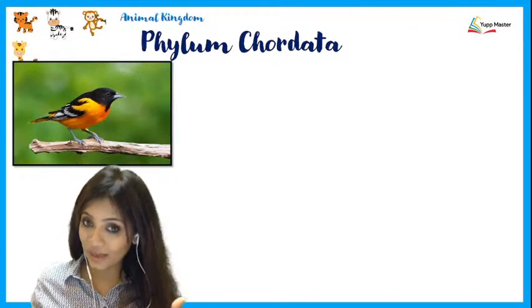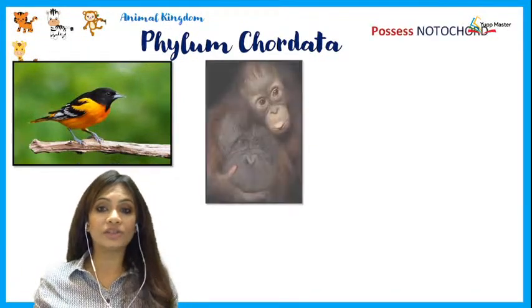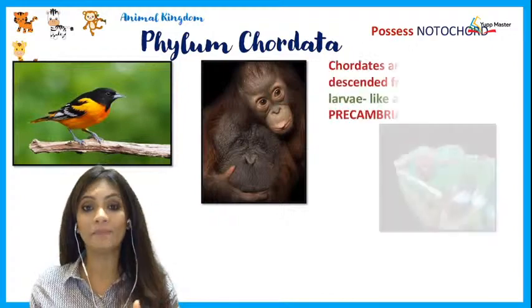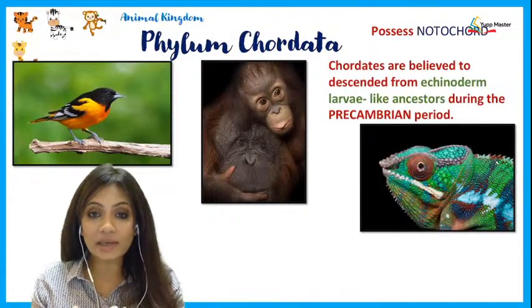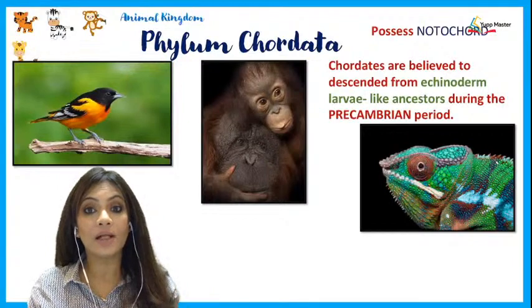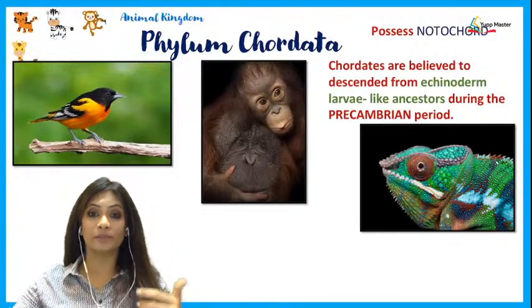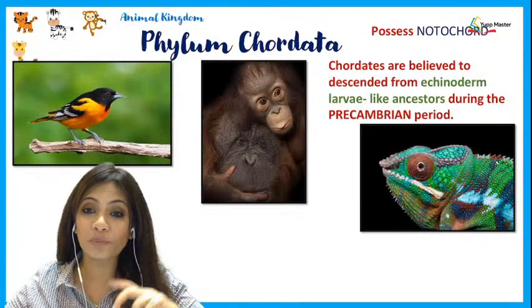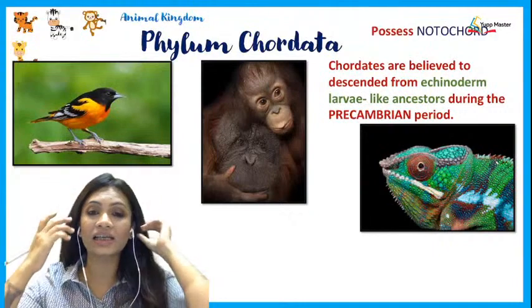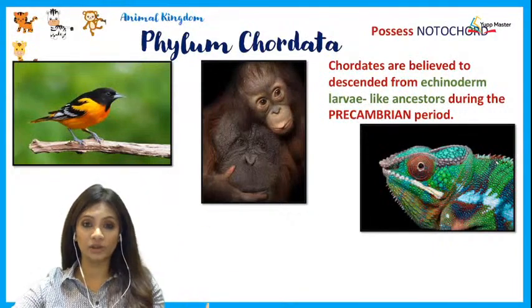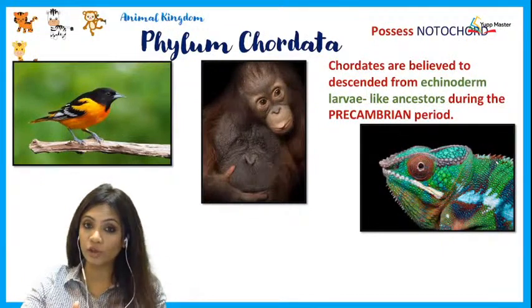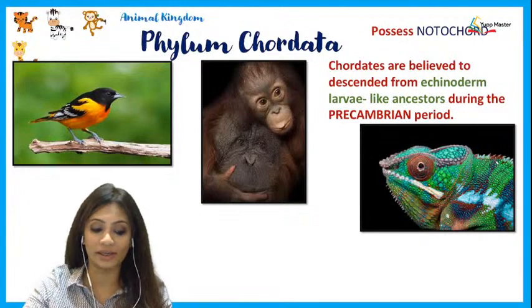Alright, so let's begin with the phylum Chordata. Chordates are those organisms which possess a notochord. The chordates are believed to descend from the echinoderms. You remember the echinoderms? The echinoderms have larvae-like ancestors from the Precambrian period. This shows us that the larvae of echinoderms have, over the course of evolution, given rise to phylum Chordata.